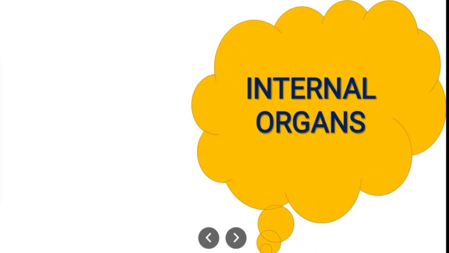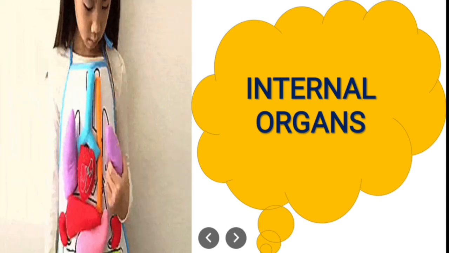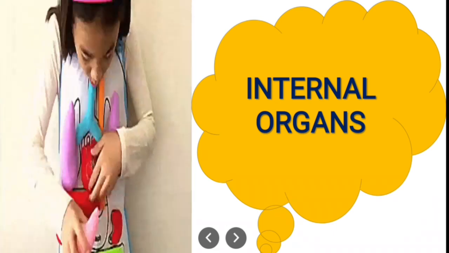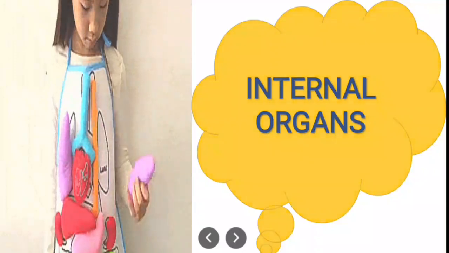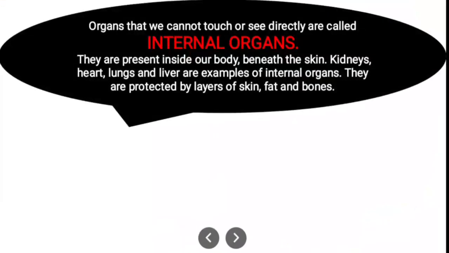internal organs. Now we have studied about the sense organs. Now coming to the next, internal organs. What are internal organs? So let us study further. Organs that we cannot touch or see directly are called internal organs. They are present inside our body, beneath the skin.